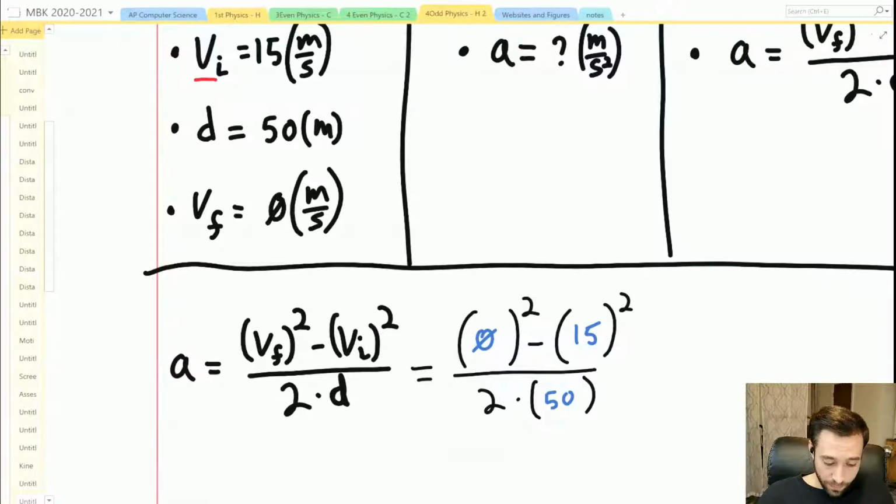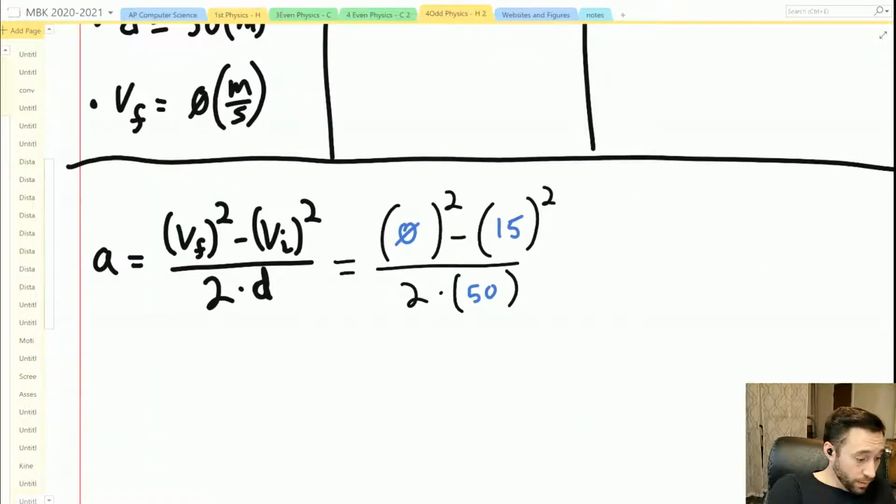Okay, so like we did before, just to make life super, super easy, this part of the term goes away because 0 squared minus whatever.